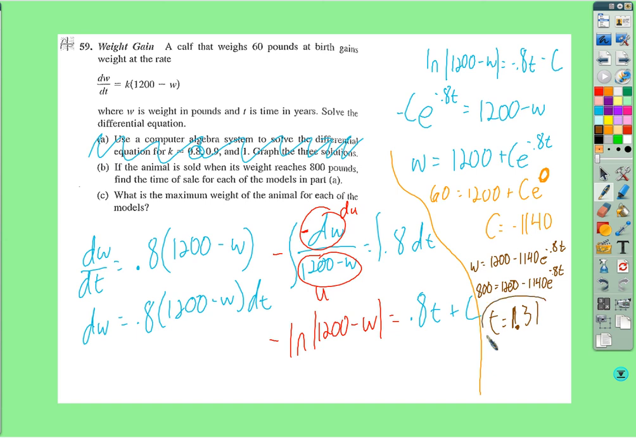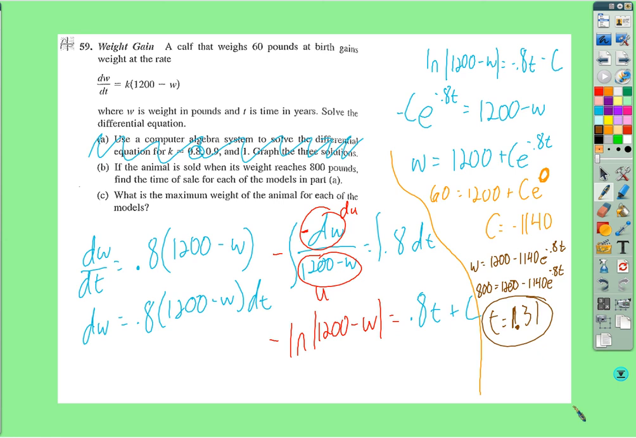Okay, so that's part B. And we do the same thing for the values of 0.9 and 1. Really, the only thing we change is at the end, we take the natural log of the same thing, and divide it by negative 0.9 or negative 1.